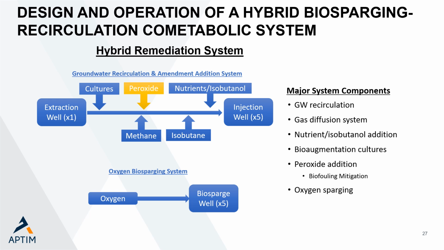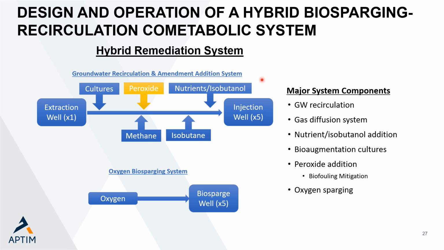So the system consists of two main components, a groundwater recirculation component. This consists of an extraction well and 5 injection wells. And this system is used to add basically our cometabolic gases, that's isobutane and methane, to the flowing groundwater. It's also where we can bioaugment the two cultures, ENV 493 and ENV 494M, as well as add inorganic nutrients in the form of diammonium phosphate, and isobutanol, which we discussed on the last slide.